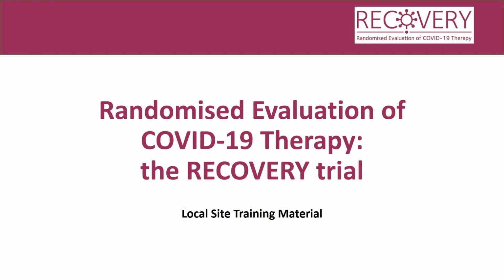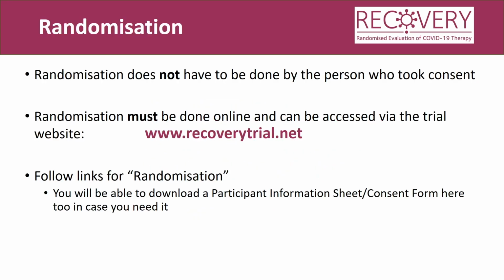This short video demonstrates how you will randomise people into the trial. Please bear in mind, randomisation does not have to be done by the person who obtained consent, but it must be done online and can only be accessed via the trial website, www.recoverytrial.net. From the homepage, follow links for randomisation. If you need to, you'll be able to download a participant information sheet and consent form from here. In case you need it, it is vital that you have consent before you start the randomisation process.